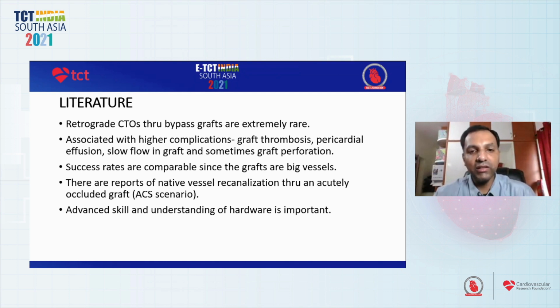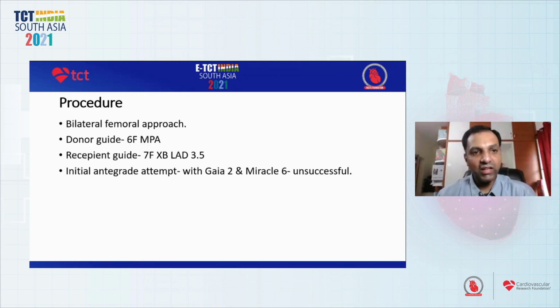Success rates are comparable since the grafts are big vessels. There are reports of native vessel recanalization through an acutely occluded graft, but that's an ACA scenario, not applicable for our case. A lot of advanced skill and understanding of hardware is important in this particular case. We went with a bilateral femoral approach.